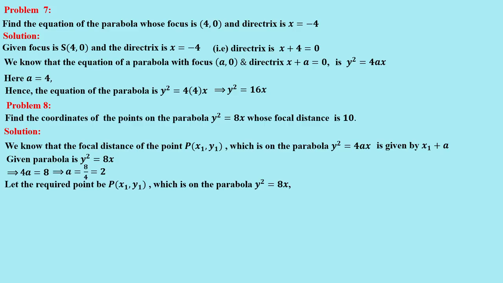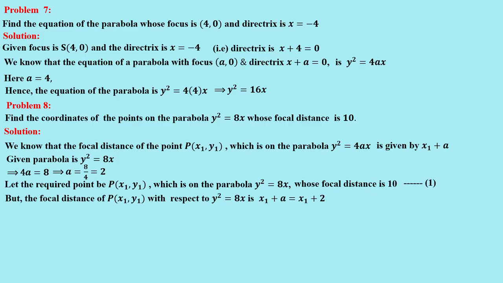Let the required point be P(x1, y1) which is on the parabola y square is equal to 8x, whose focal distance is 10, right. We are going to find x1, y1, that is equation number 1. But the focal distance of P(x1, y1) with respect to y square is equal to 8x is x1 plus a, that is x1 plus 2, right. Instead of a you are putting the value of a, that is equation number 2.